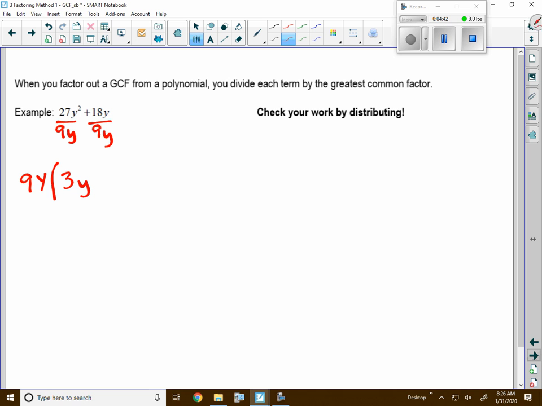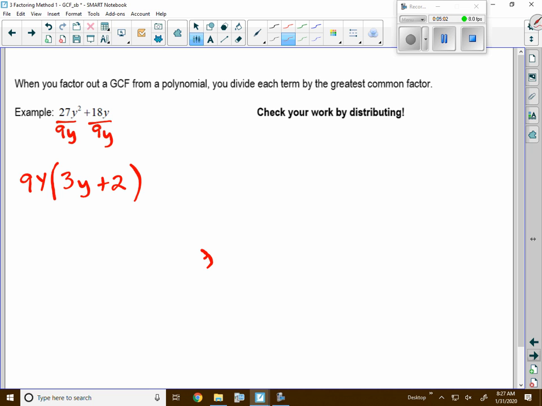Okay, now we'll do positive 18 divided by 9, which is positive 2. Okay, and then what do I have left for my y's? Nothing. They cancel. Good. You just did your first GCF problem. So you decide what's the GCF, and then you divide it out.